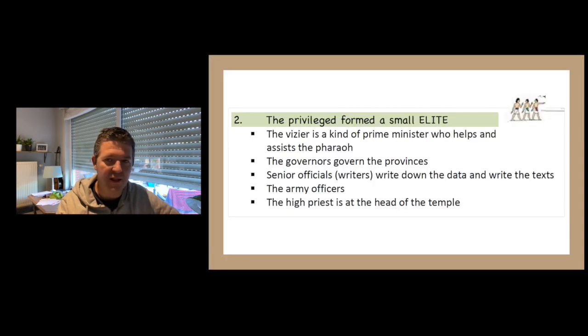Good. The elite, the privileged. So there was a vizier. He's kind of a prime minister. You already know this. There were the governors, senior officials. Senior betekent ouder en officials bedienden. Dat betekent eigenlijk gewoon de belangrijkste bedienden. Het woordje senior in het Engels betekent altijd dat je een heel speciale functie hebt. Then we've got the army officers, generals and so on, and the high priest, of course.